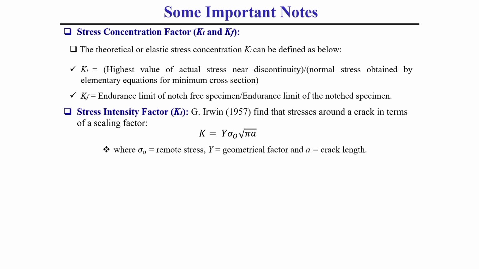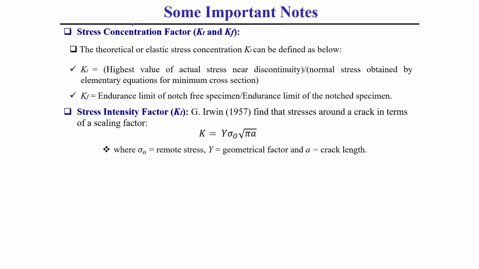Okay. Now, some important notes need to be known before going to discuss the next topics. In fatigue topics we observe two different types of important factors: one is called stress concentration factor, and another one is called stress intensity factor. It creates confusion for the readers, so we should clearly know the difference between these two.